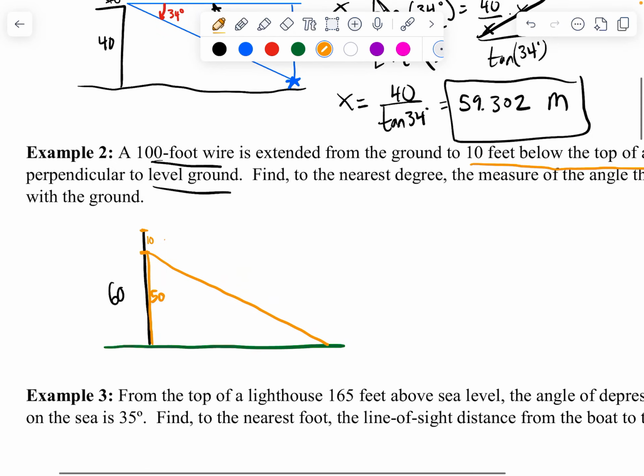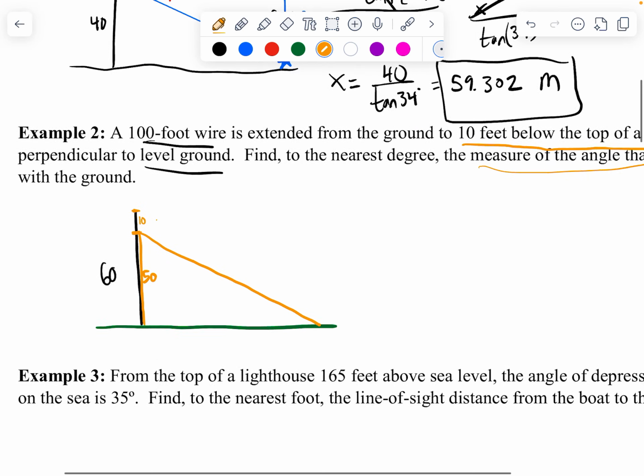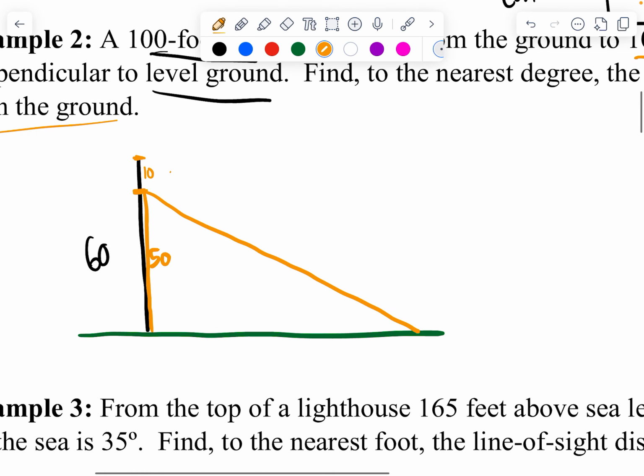And then we know that the wire is going to be connecting to the ground, right? The measure of the angle the wire makes with the ground. All right, so this is essentially like a guy wire. It's like a stability wire. It's helping our pole stay perpendicular, okay? All right, so now we know a little more information. I know the whole pole is 60, but from where the wire is connecting, it's only 50 feet.